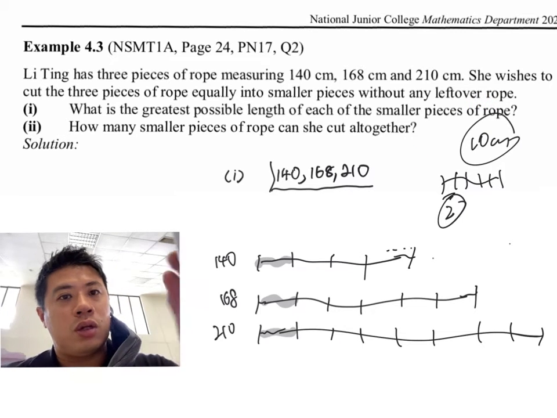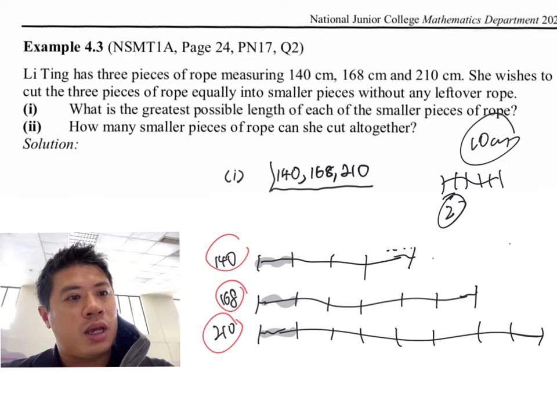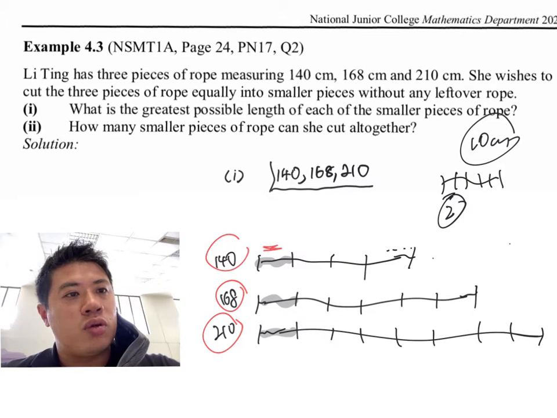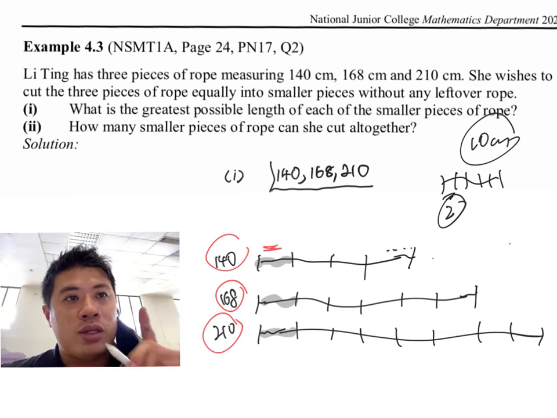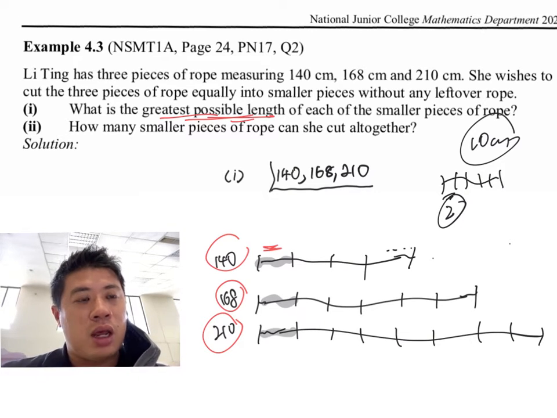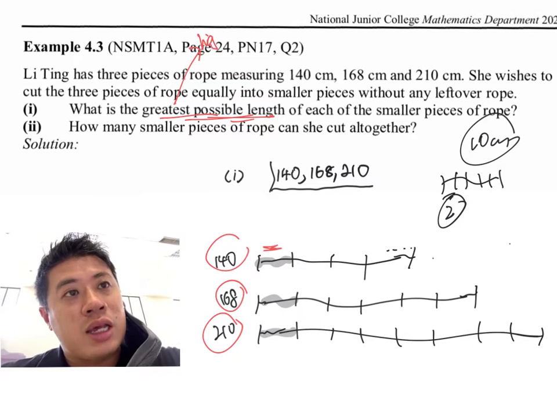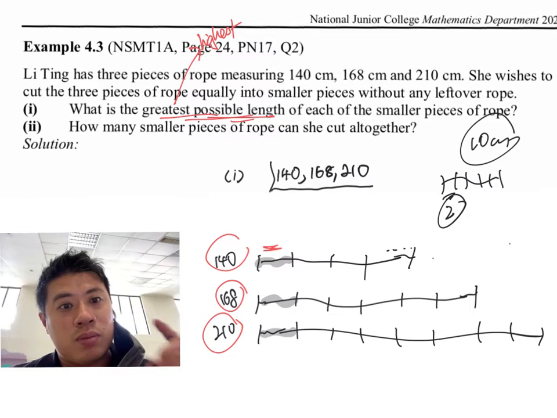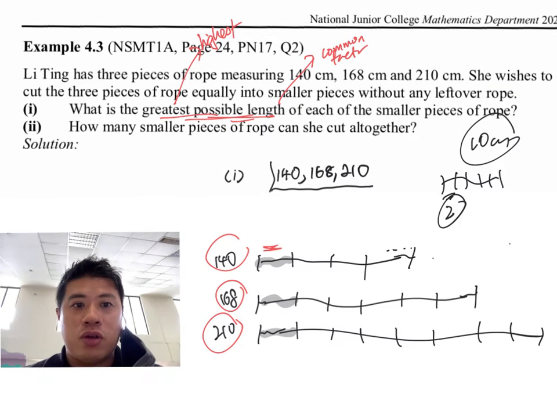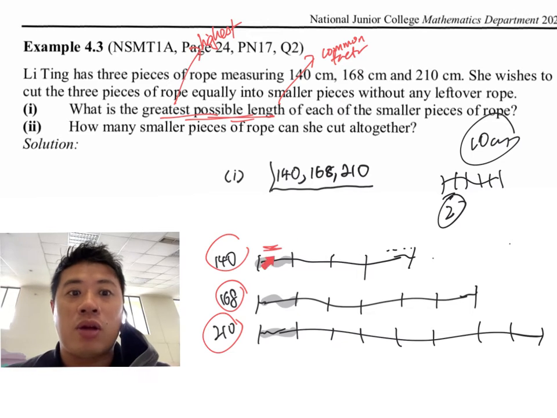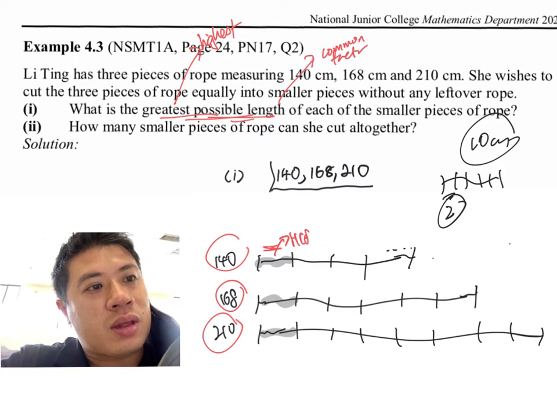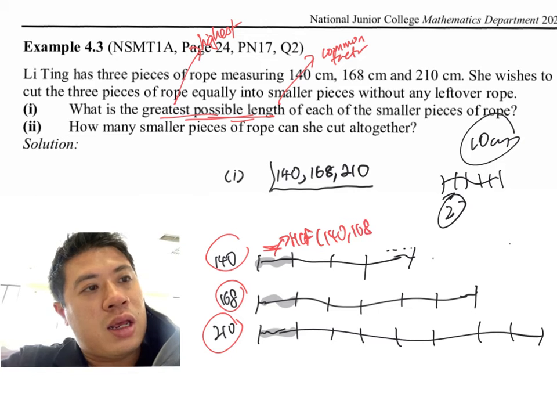So take a look at this portion. If you look at 140, 168, and 210, there is no leftover rope. So it means that the dimension of this rope must be a factor of 140, 168, and 210. And it also says that this is the greatest possible length. What does it mean? Greatest can lead you to think of the word highest, correct? So not only is it the highest length possible, this length is also a common factor, because 140, 168, and 210 are divisible by your length. So what we are looking for is this length, which is none other than the HCF of 140, 168, and 210.